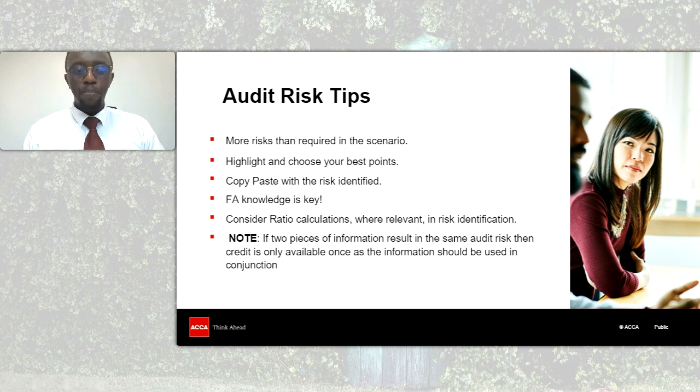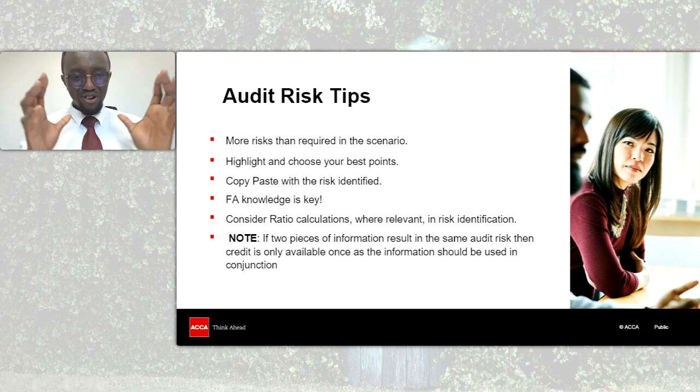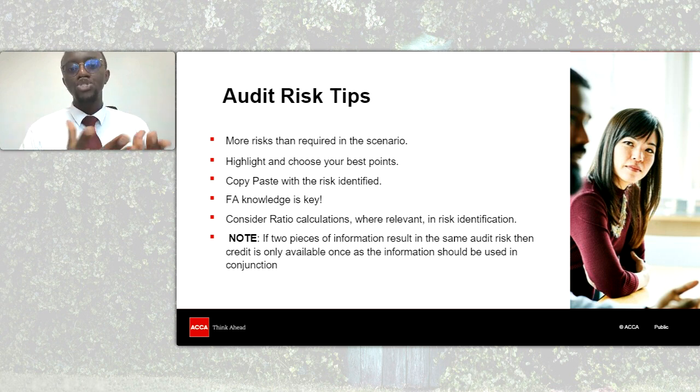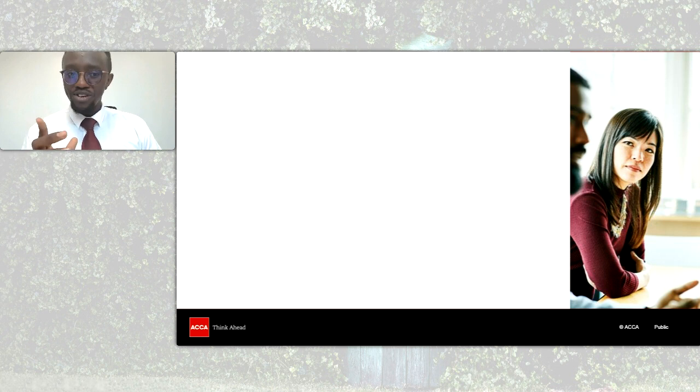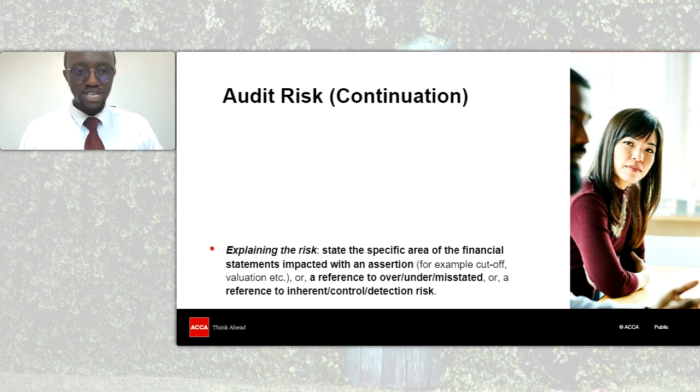Now, if 2 pieces of information result in the same risk, then credit is only available once, as the information should be used in conjunction. I know a lot of students love to gamble here. Let me take one part and then put the other one there and then get 2 points. No. If they give the same risk, put them in conjunction because they point to the same risk. Okay, I hope we're good. Let's move to the next point.